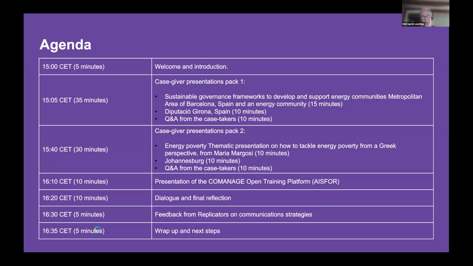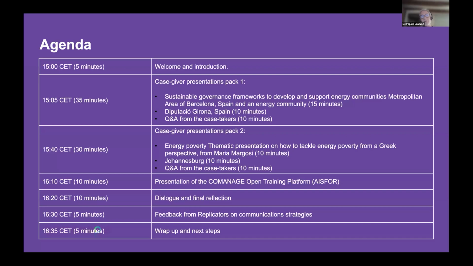We would like to learn from the experience of all the members involved. We would also like to show you and share with you the tools that have been developed under the COMANAGE project, in order to get your feedback from using them. These tools might be useful for you, and you could in the future replicate them in your territories and contexts, so it is very important for us to get your feedback.